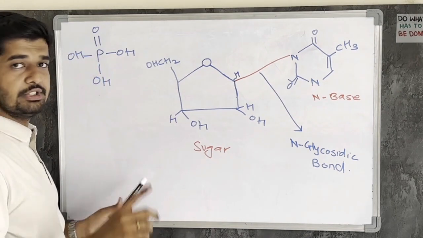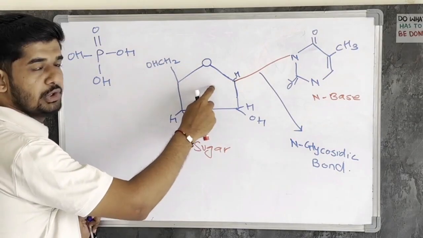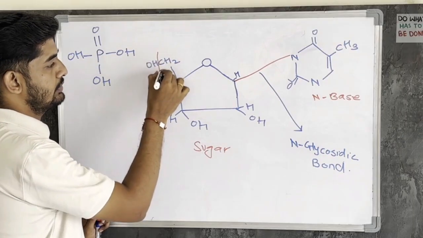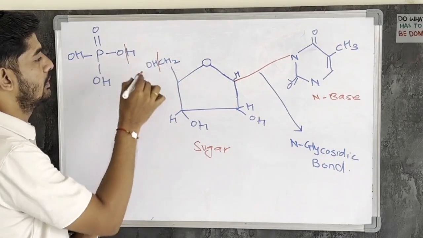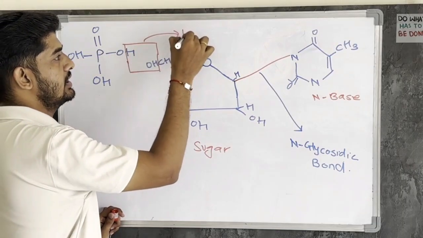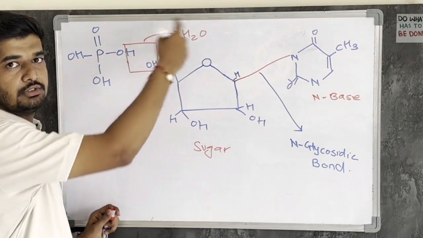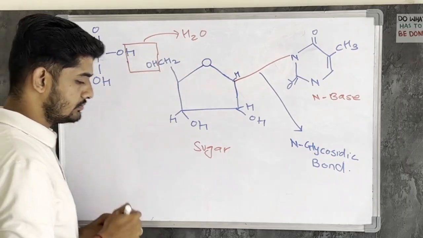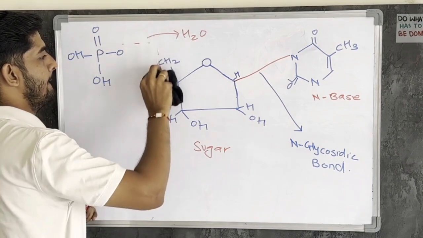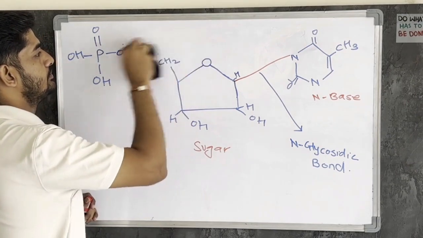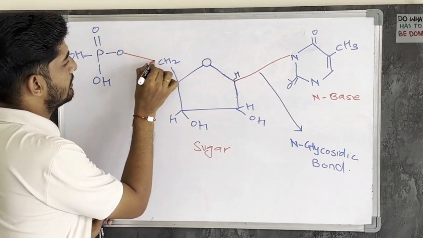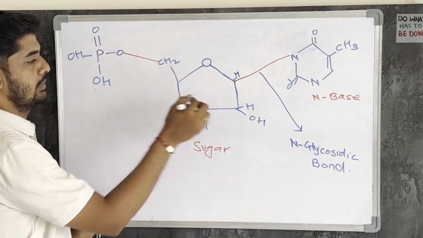So always remember that from the sugar molecule, we are going to get the OH group. So this OH from the sugar and this hydrogen from the phosphate group are going to form the bond, and they will be released as water. And so after the release of the water, there is the formation of the bond. Now this water will get removed. Now this is the formation of the bond between the phosphate group and the sugar molecule.